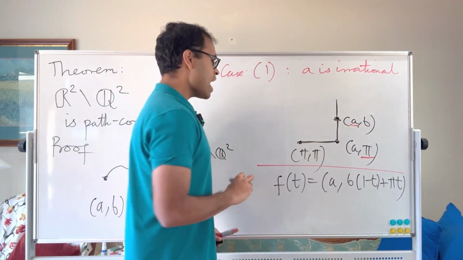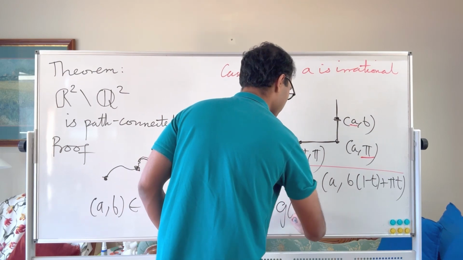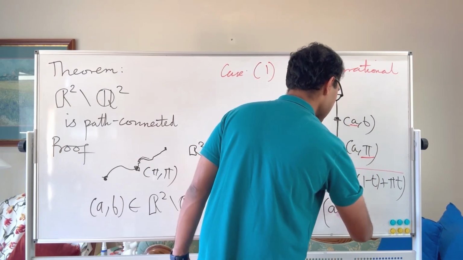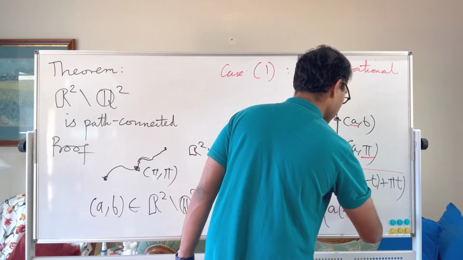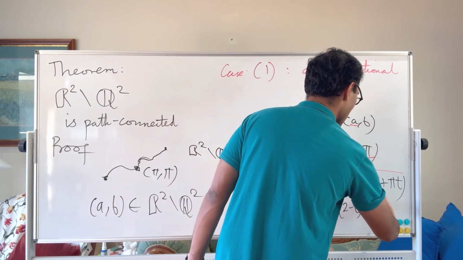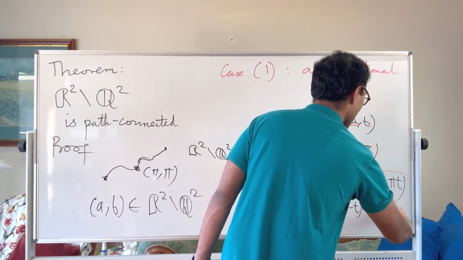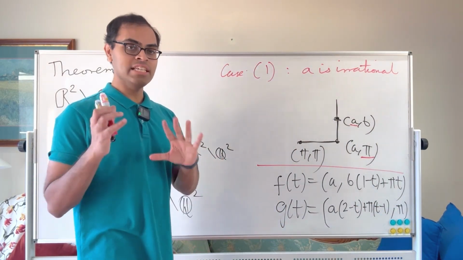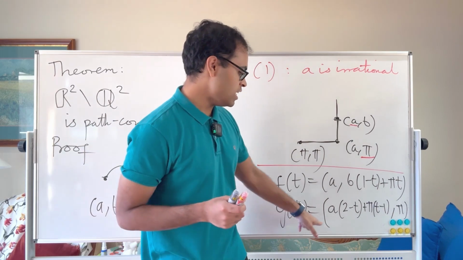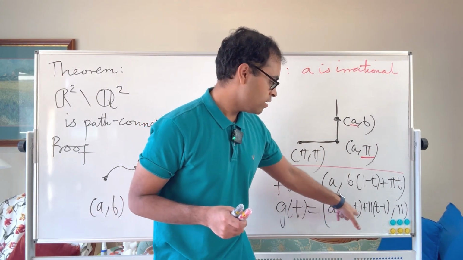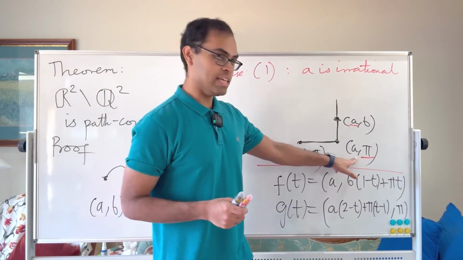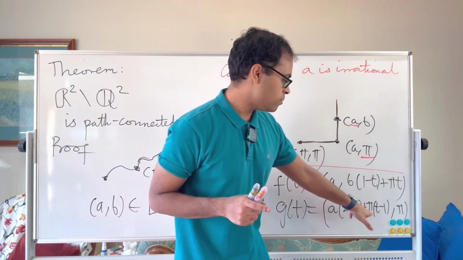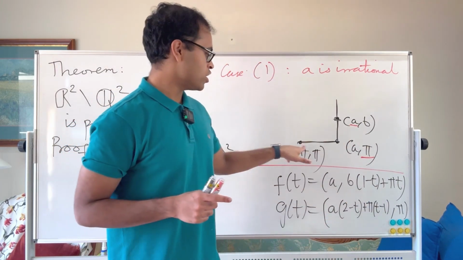Very rigorous. And then we define g(t) to be the following: (a(2 − t) + π(t − 1), π). Now observe the following. At time t equals 1, g(t) is going to be (a, π). So it's going to be here. At time t equals 2, g(t) is going to be (π, π). So it's going to be here.